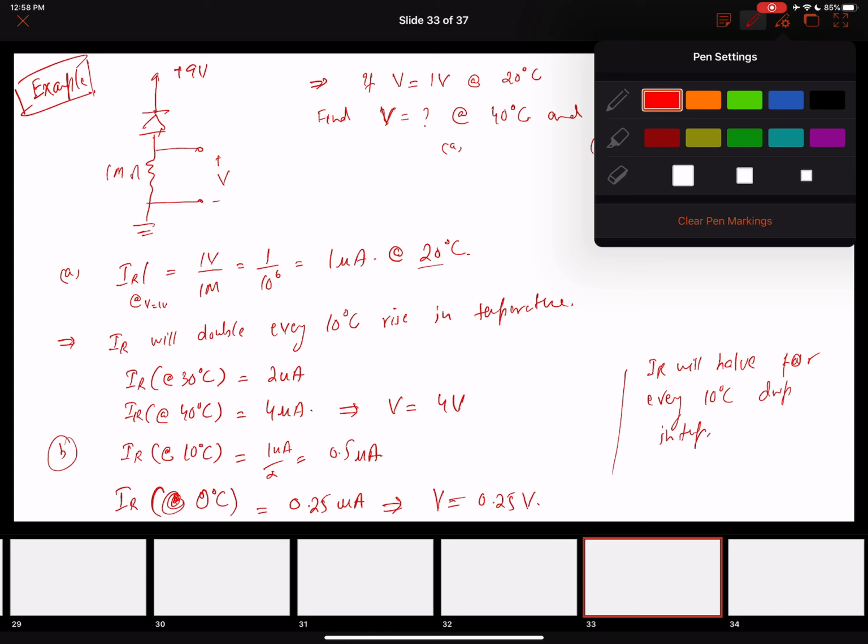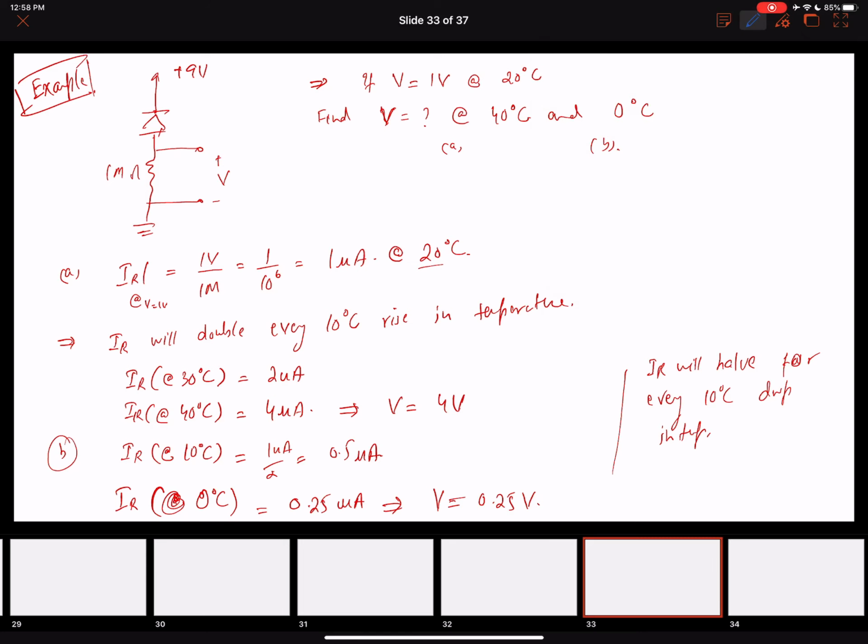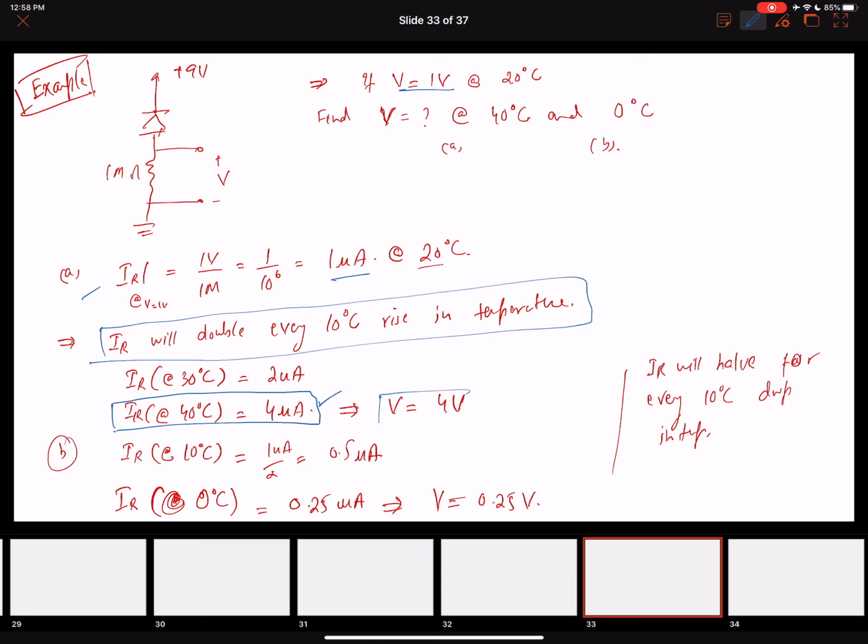So this is how you can find these values in terms of temperature effects as well. First we find the reverse current at the specific voltage that was given. Then we knew that IR will double every 10 degrees Celsius rise in temperature, so we essentially double it up. For a drop in temperature, we reduce it to half. At 1 volt our reverse current was 1 microampere, so when our reverse current is 4 microamperes, the voltage drop will be 4 volts. When it is 0.25 microampere, the voltage drop will be 0.25 volts.